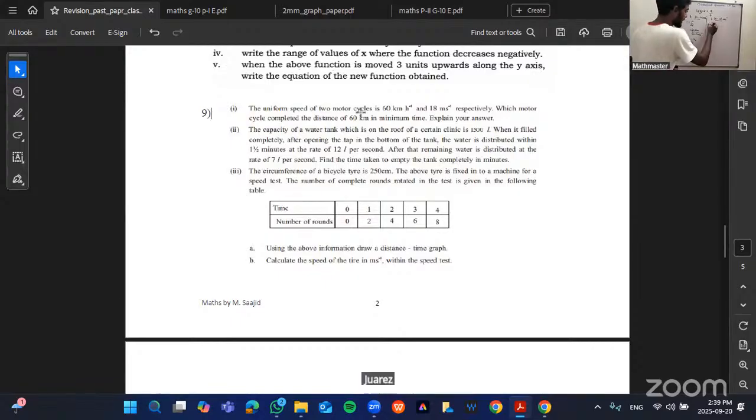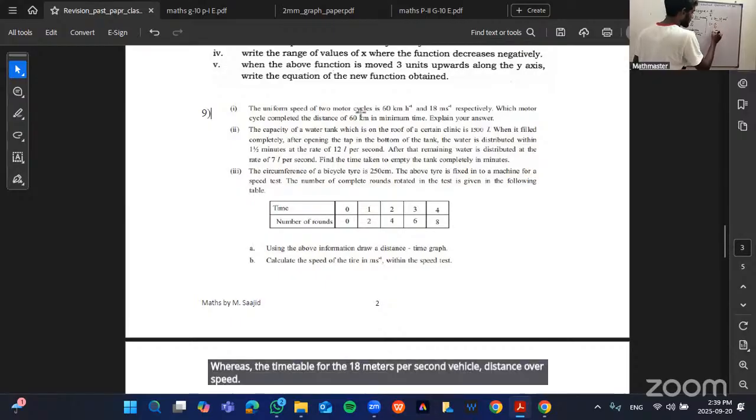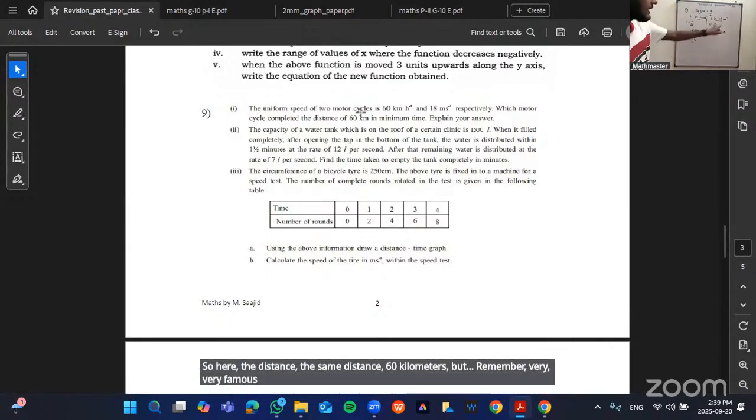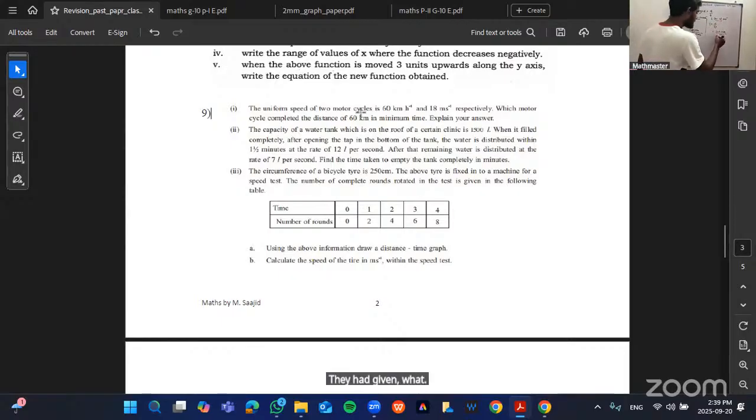Whereas the time taken for the 18 meters per second vehicle is distance over speed. Here the distance is the same, 60 kilometers, but remember, very, very famous mistake. They have given 18 meters per second. Many students at once cancel both of these and write the answer, which is wrong. Why? 60 is in kilometers, but 18 is in meters. We have to convert these kilometers into meters first, and then we have to write.